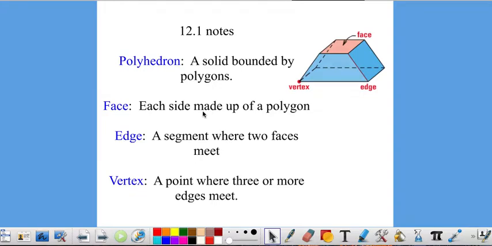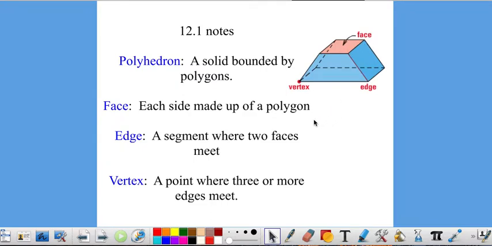So like if you are picturing a dice, a face is like one of the squares. An edge is where two of the faces meet. You can kind of picture an edge as like a line. You can see me marking them here in that picture. And a vertex is where three or more edges meet, or like a corner. So that's a vertex, up here's a vertex, that's a vertex, that's a vertex.